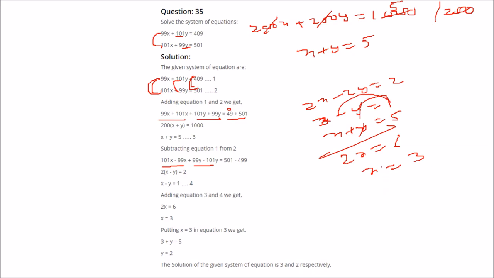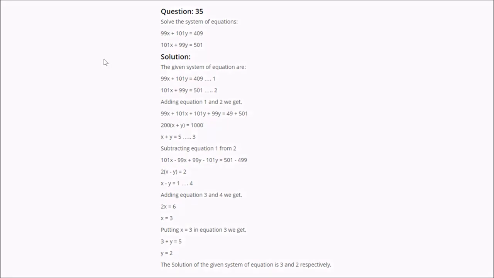This is how we get it. You can put it here also. x is 3, what will be added to 3 so that you can get 5? It has to be 2. So y is equal to 2. This is the solution, right?